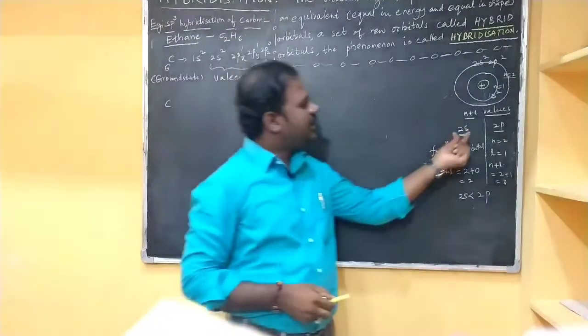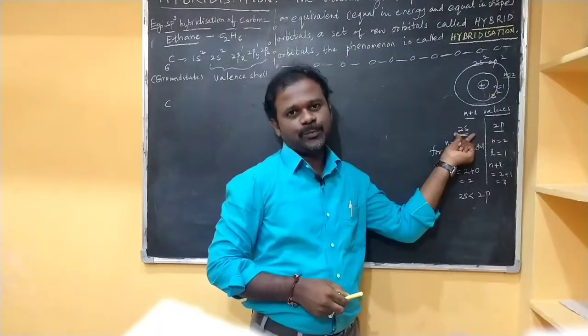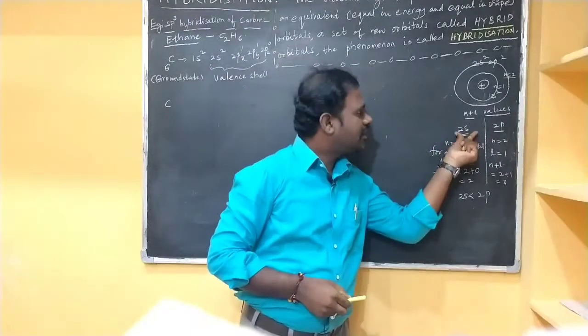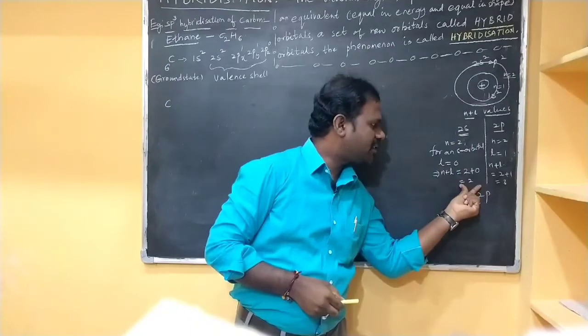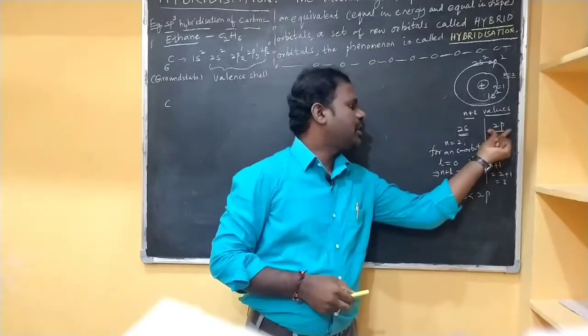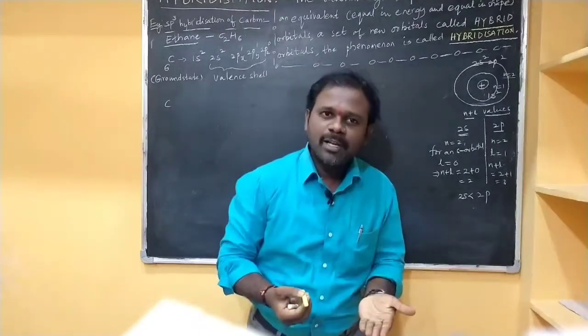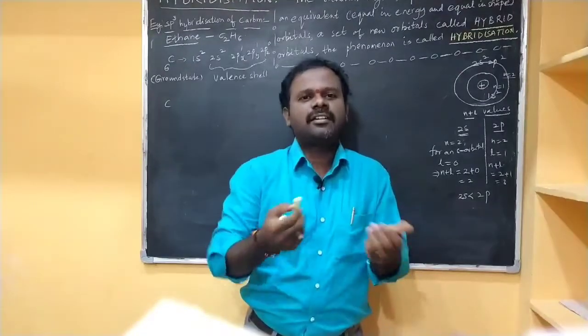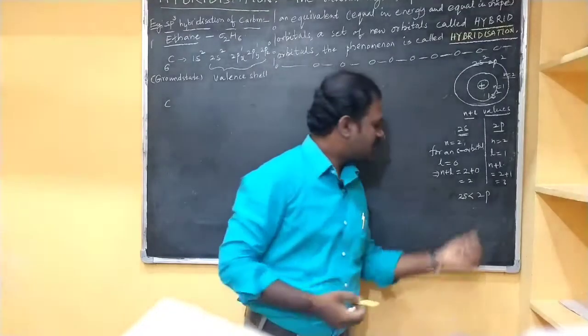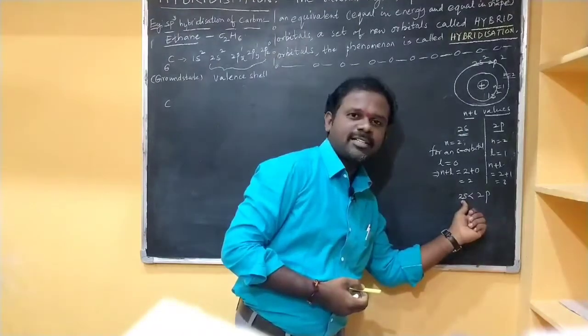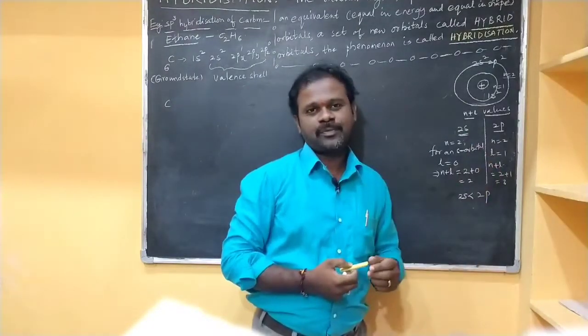Here, with an increase in the n plus L value, for the 2s orbital the n plus L value is equal to 2, and for the 2p orbital the n plus L value is equal to 3. With an increase in the n plus L value, there is an increase in energy. So that's why clearly 2s is lower in energy than the 2p.